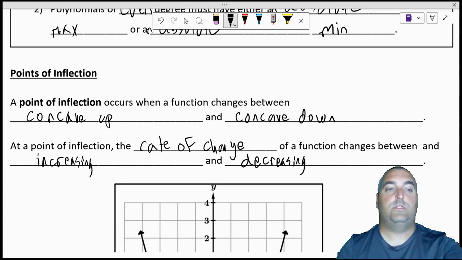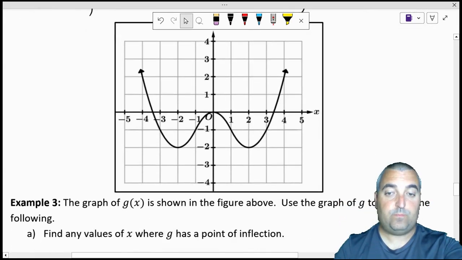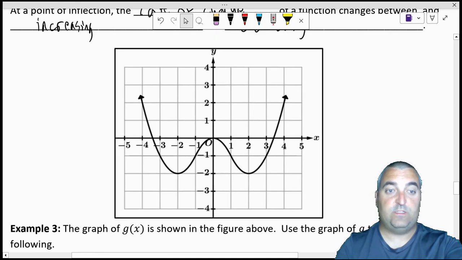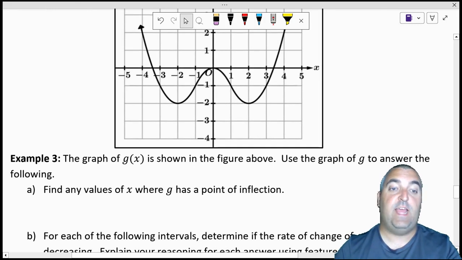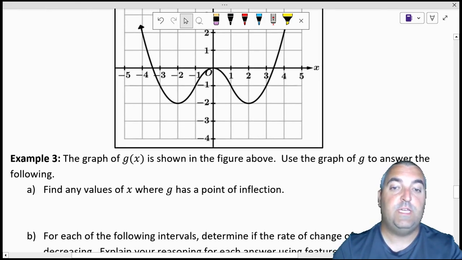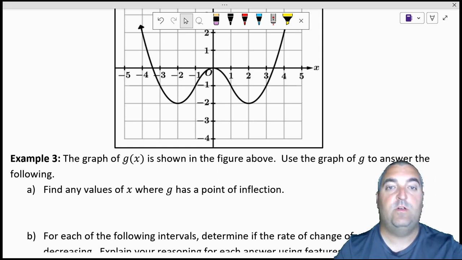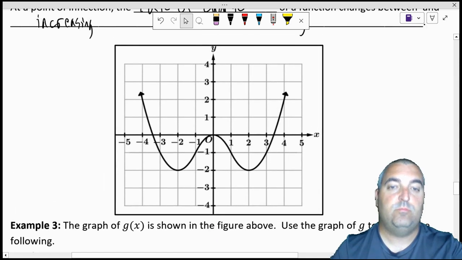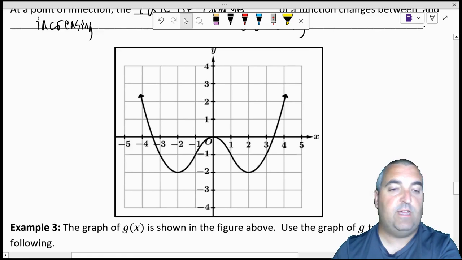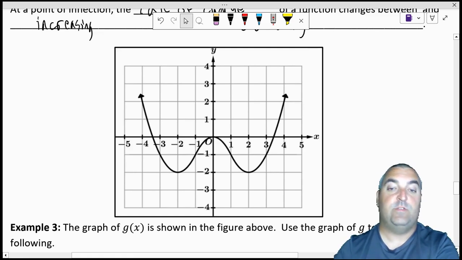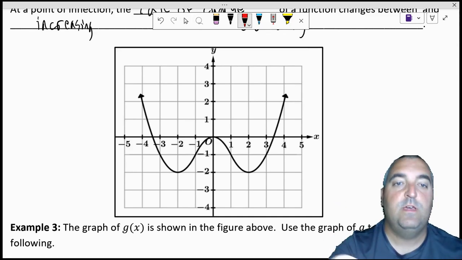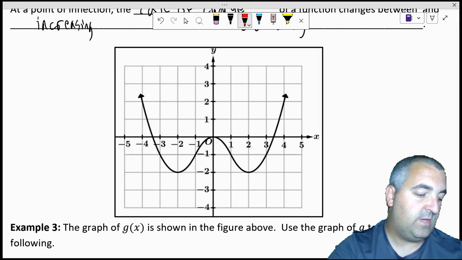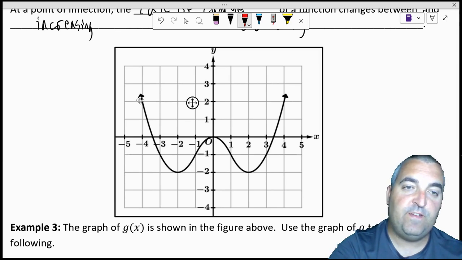Okay, so just to see an example here, we have this graph. It's a polynomial, and they want us to find any values of x where g has a point of inflection. Without knowing the equation, and even without knowing some calculus, you may not be able to figure it out exactly, but you can tell from this graph. If I think about its tangent lines, because that's how we tell.